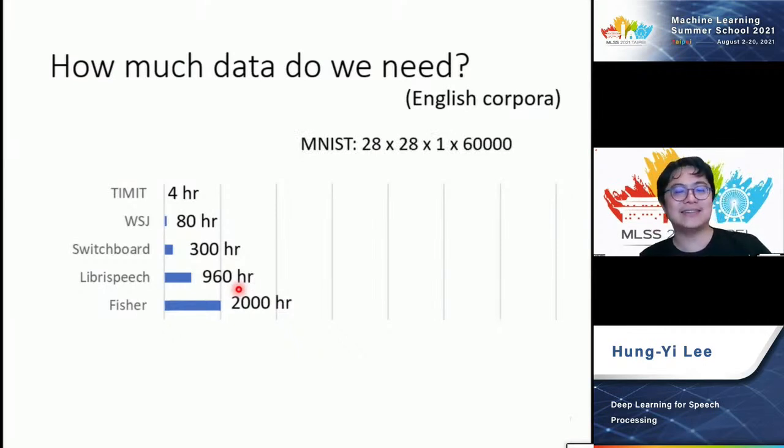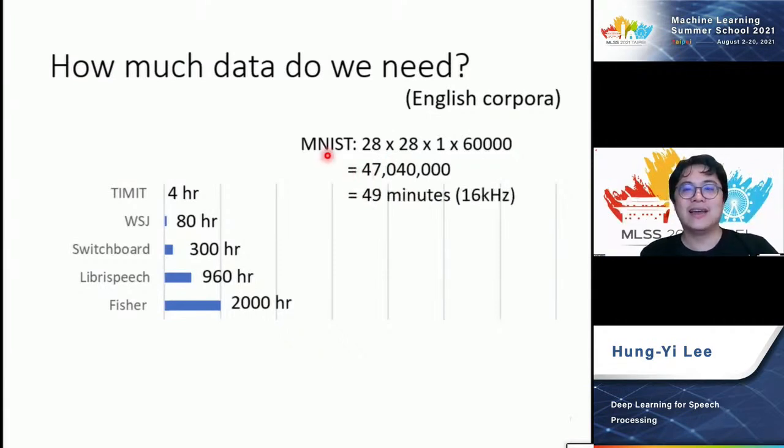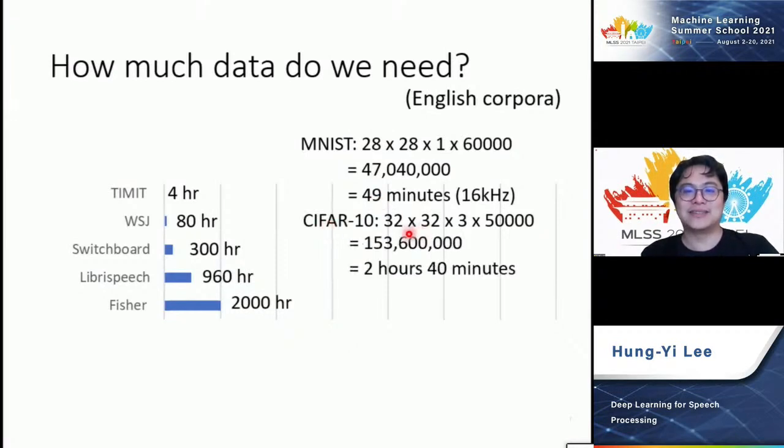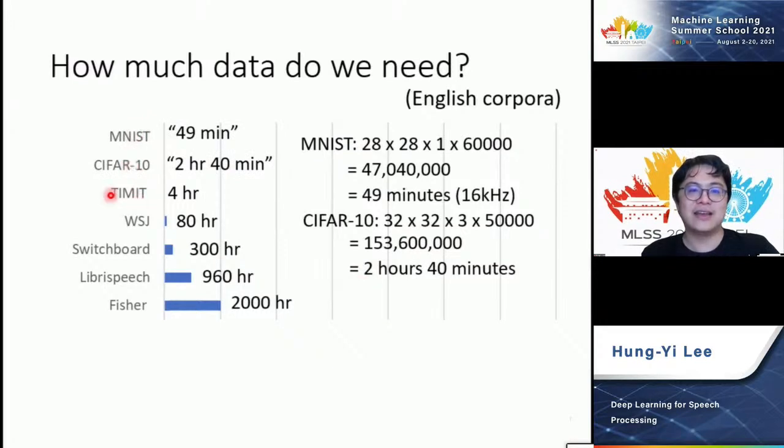And I want to compare the size of this speech corpus with the image benchmark corpus. How to compare that? You can try to transform your images into audio with the equivalent size. For example, in MNIST, you have 16,000 images, and the resolution of each image is 28 times 28. So you have approximately 47 million numbers in the MNIST corpus. And if you consider audio with 16,000 hertz, then 47 million numbers will be 49 minutes. So you can say MNIST is equivalent to 49 minutes of audio corpus. For CIFAR-10, doing the same calculation, it is equivalent to 2 hours and 14 minutes. So both MNIST and CIFAR-10 are actually smaller than 10 hours.